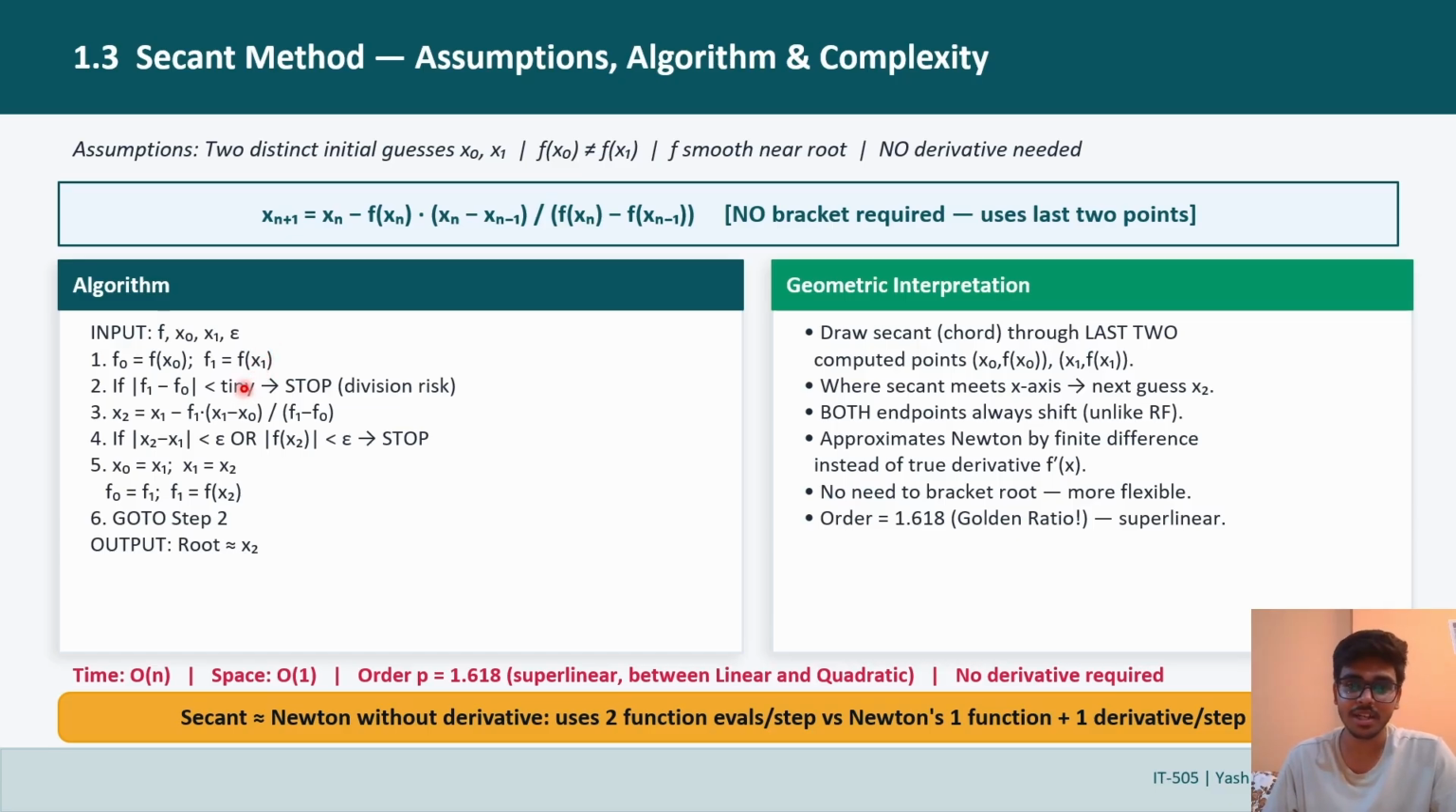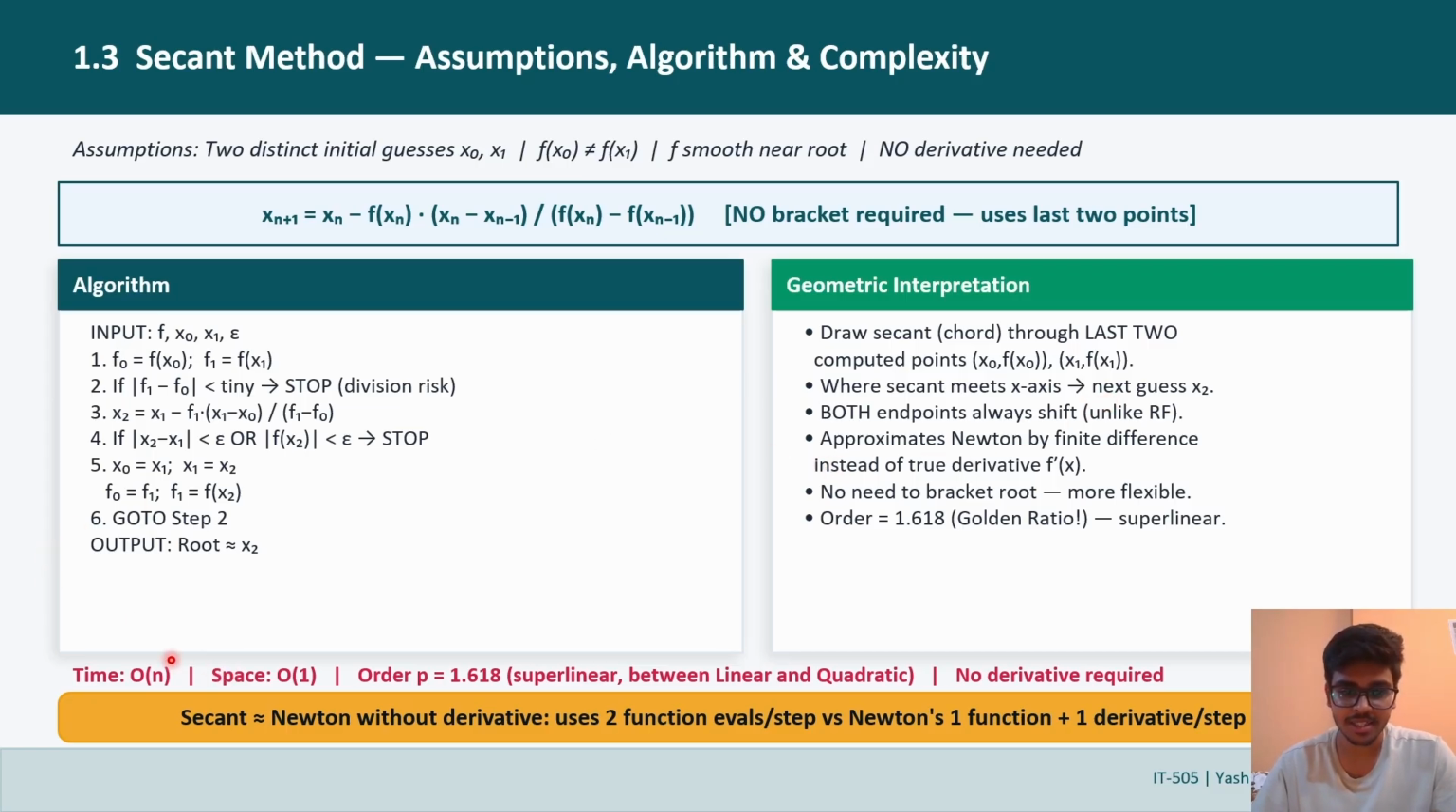We continue until converged. For the geometric interpretation, at each step we draw a secant, a straight line through the last two computed points. Where the secant crosses the x-axis is the next guess. This approximates Newton's method by using a finite difference instead of the true derivative. Both points always move, unlike Regula-Falsi.